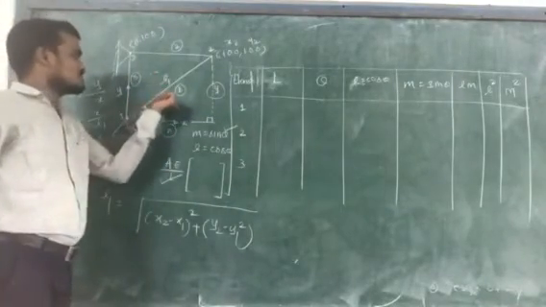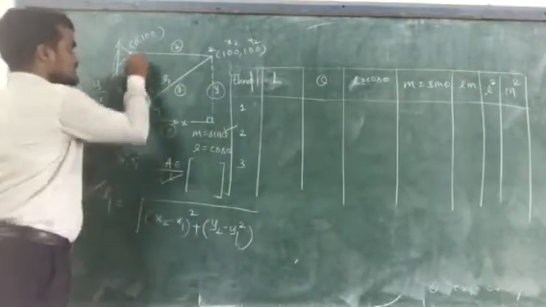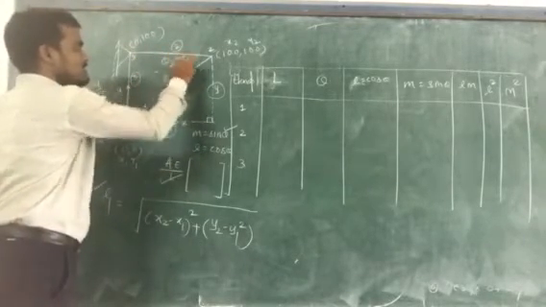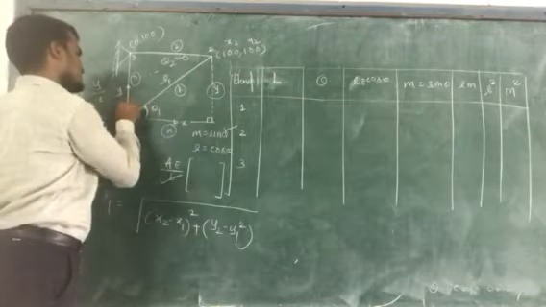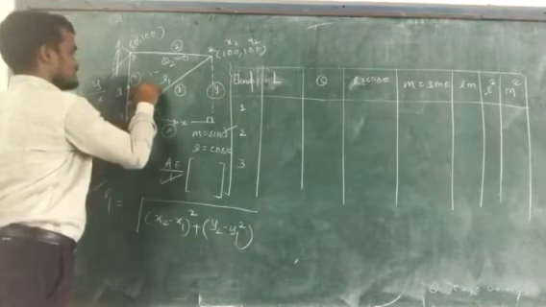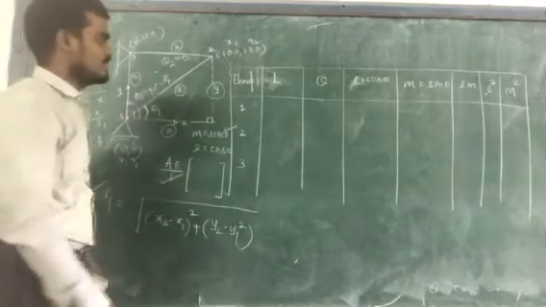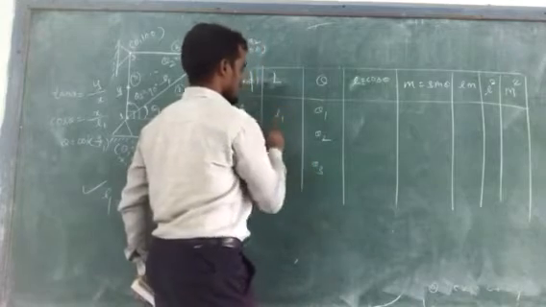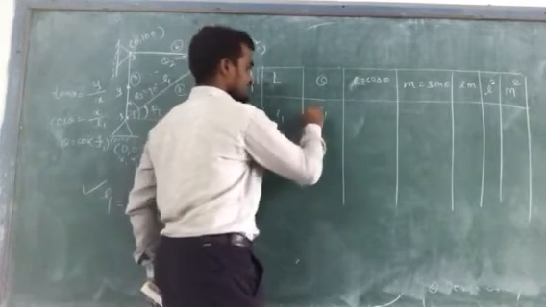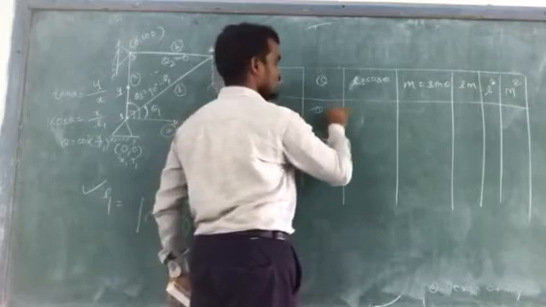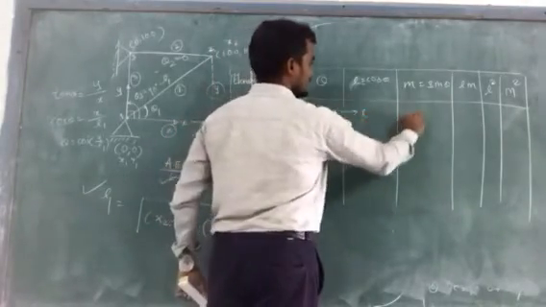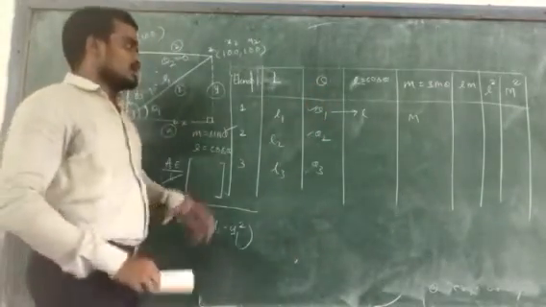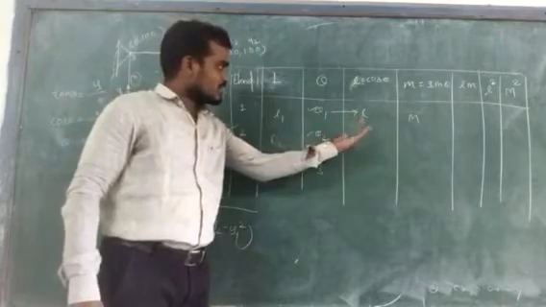Now this is the first element, this will be your theta. The second element is parallel to the x-axis, so theta 2 will be 0, and theta 3 is 90 degrees. In this way you can find out theta 1, theta 2 and theta 3. Similarly L1, L2, L3. If theta 1, theta 2 and theta 3 are known, then you can find out l, m, and in this way l square, m square. So in this way you can proceed to get this table.